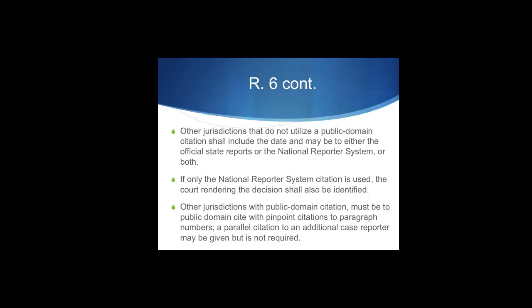Other jurisdictions that do not use a public domain citation shall include the date and may cite to either the official state report or the national reporter system, or both. So Illinois gives me a wide variety in the types of reporters I can use. It also clarifies that if I only use the national reporter system, I'm going to have to put the name of the court in the parenthetical, identifying the court rendering the decision. Well, if I follow my standard Bluebook form for a national reporter cite, I'll already have put that in.